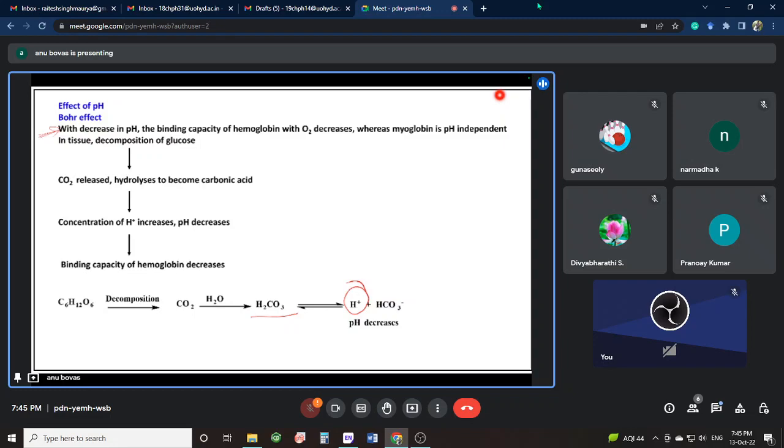So in tissue, we know hemoglobin releases oxygen. In tissue, is pH less or more? It is less, due to the formation of H2CO3, in fact H+. pH is less means hemoglobin binding capacity is less. So this is called the Bohr effect. With decrease in pH, the binding capacity of hemoglobin with oxygen decreases. The pH of the human body ranges between 7.35 and 7.45. This value we should know because questions have been asked.